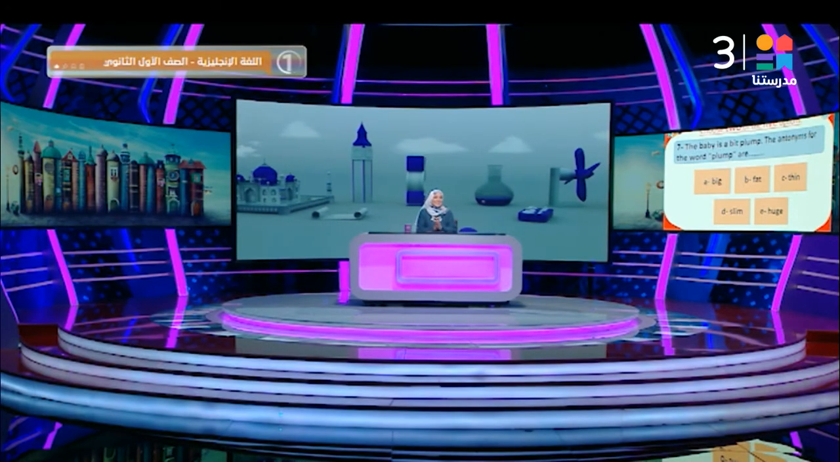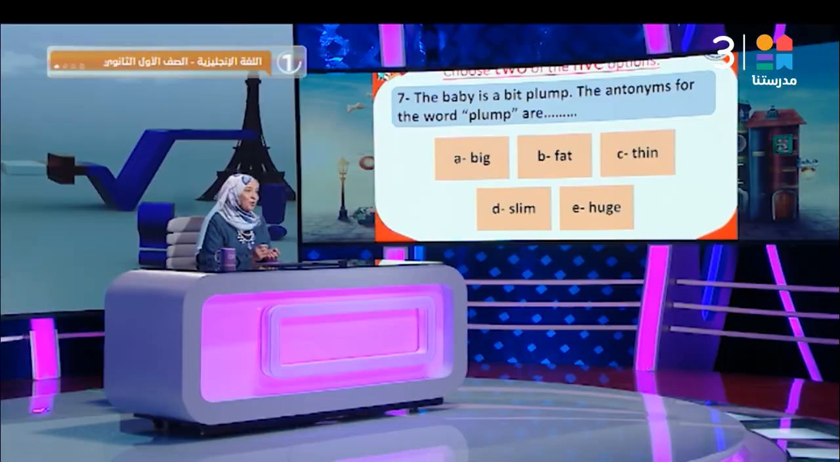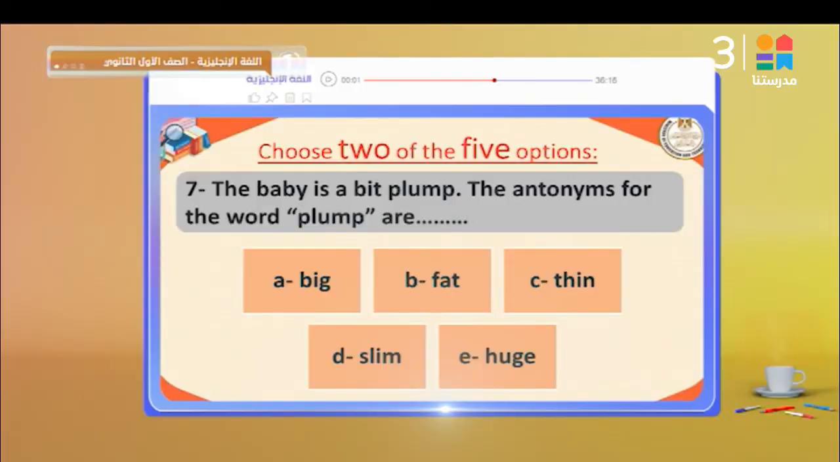Okay, now let's do some revision on the synonyms and antonyms, the vocab which you studied in your syllabus this year. We have the word plump. Do you remember the word plump? The baby is a little plump. The word plump means fat, but not very fat. So the baby is a bit plump.